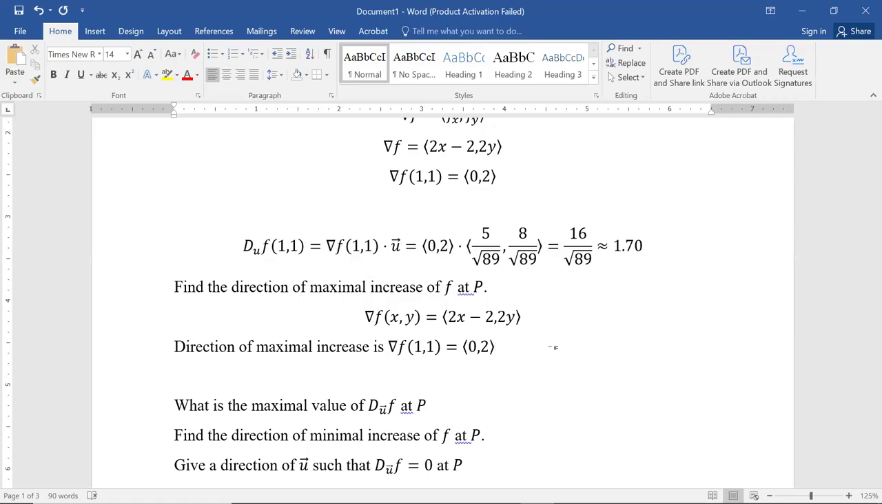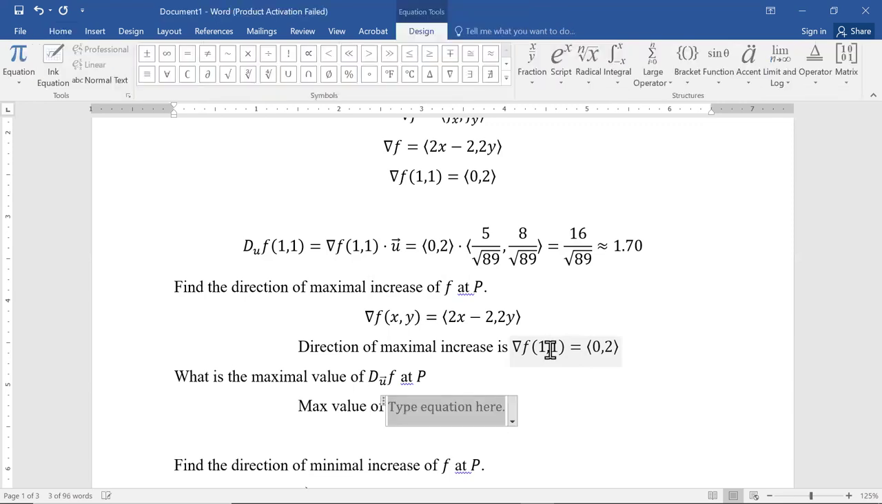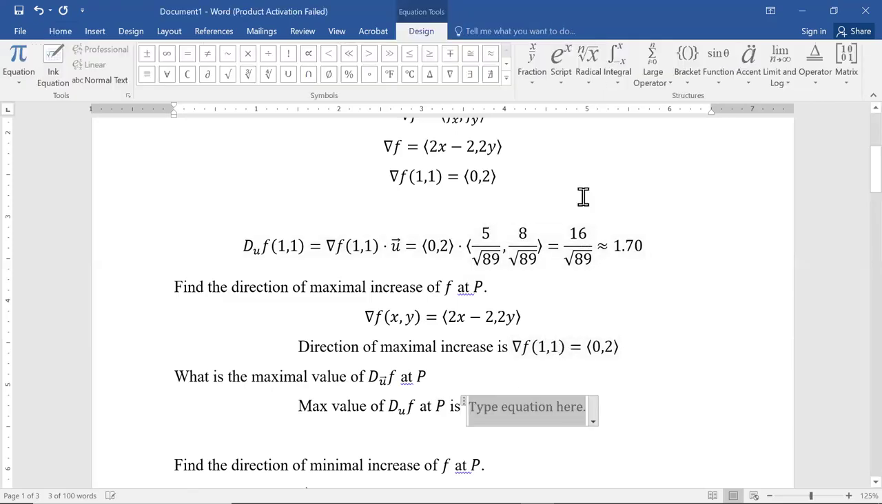And the maximum value of my directional derivative at this P, obviously, I should have said at the point P, is going to be the magnitude of my gradient.